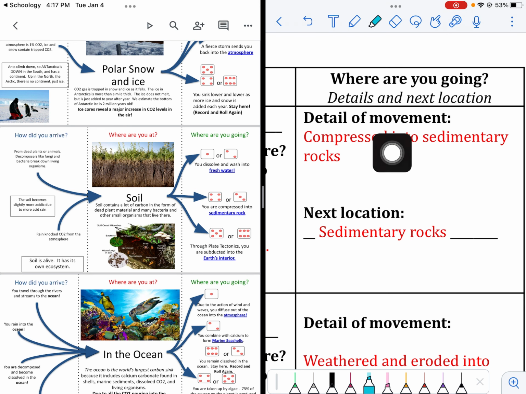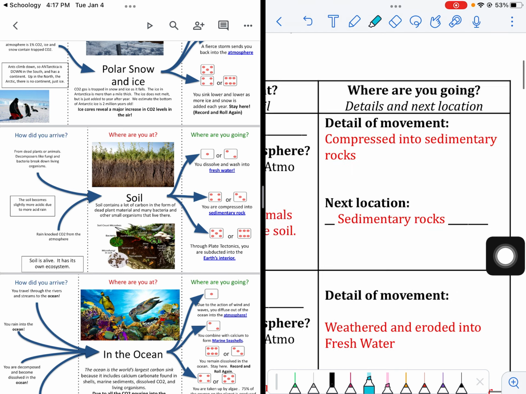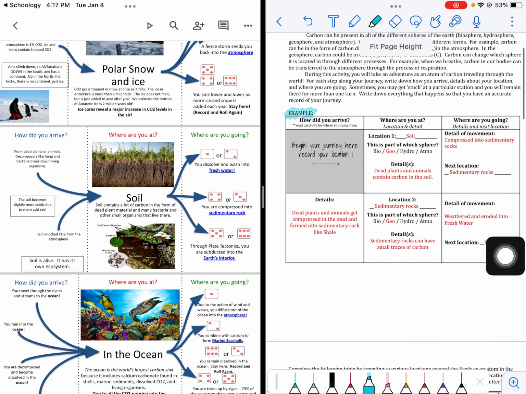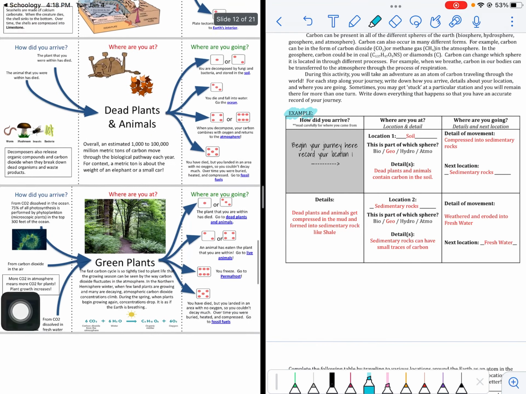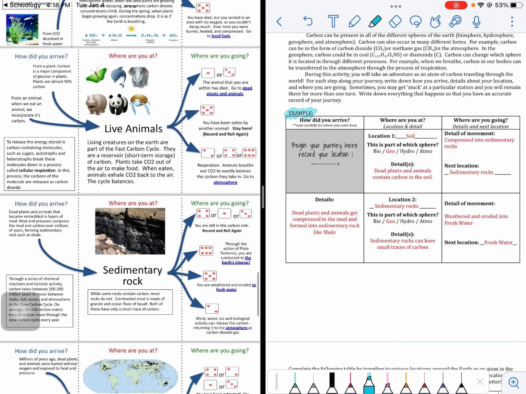And how am I moving there? So I'm just using this information right here. I get compressed from the soil into a sedimentary rock. So the detail of my movement is compressed, and I'm headed to Sedimentary Rocks. As I plan my next section, I have to find that Sedimentary Rocks page. So I'm going to scroll through, looking for Sedimentary Rocks.